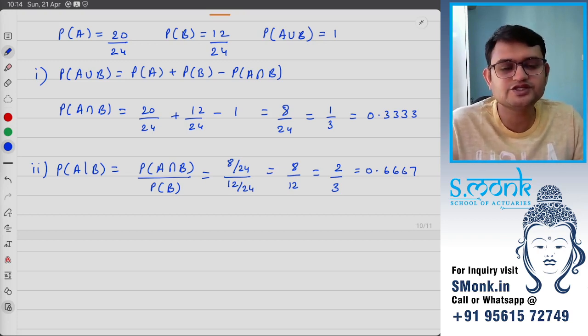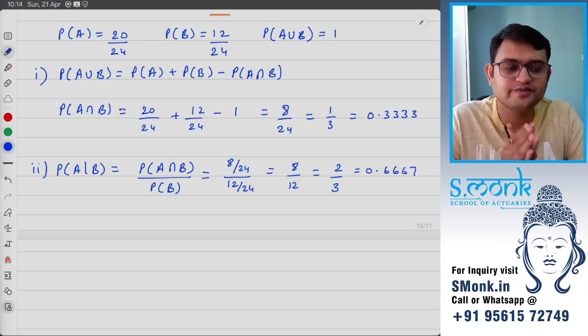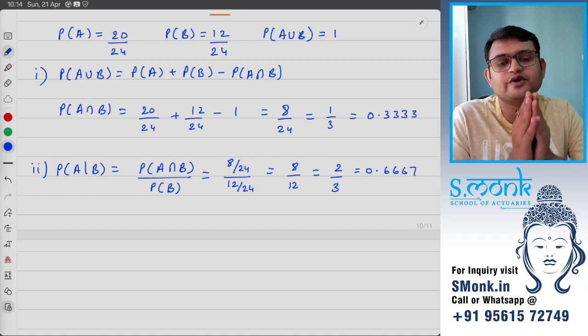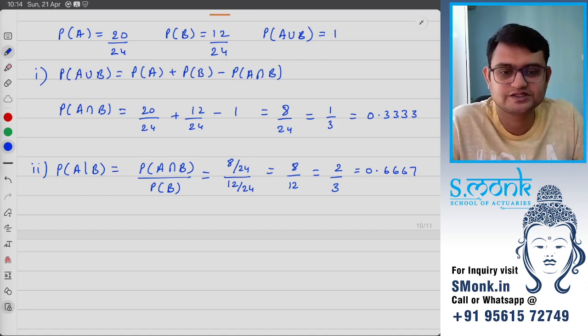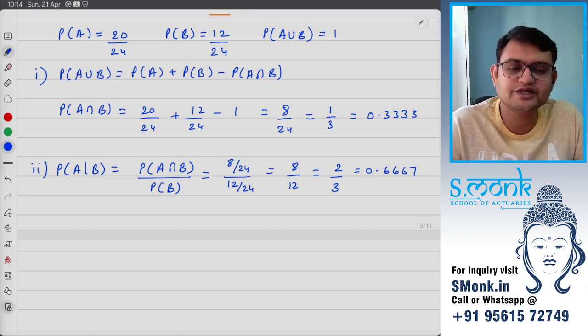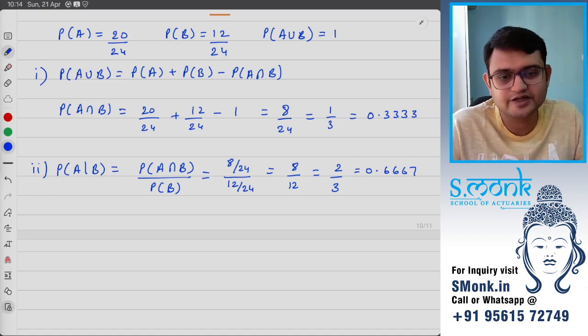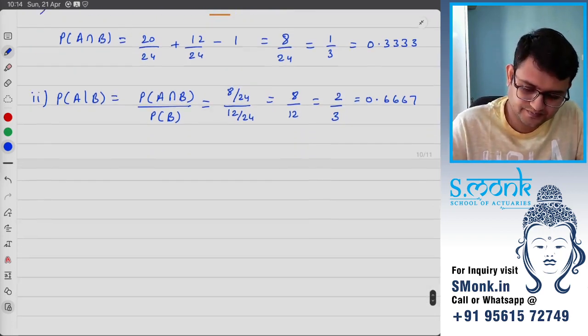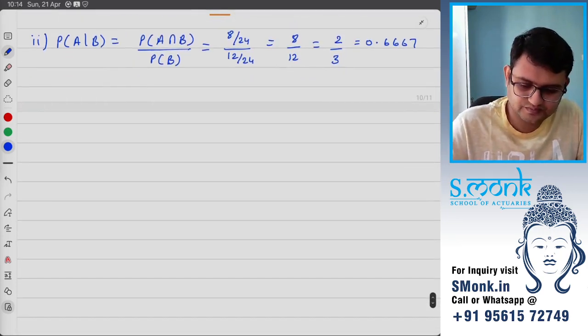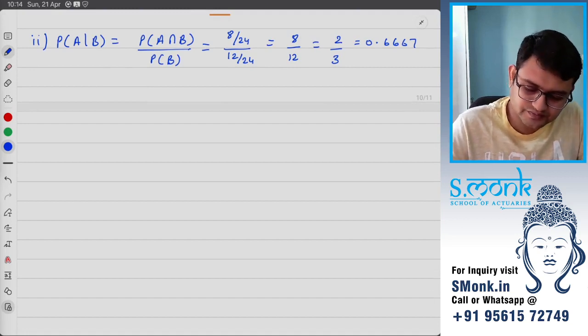This is how conditional probability works. Given that we have certain information, what is the probability of getting something else? That's called conditional probability. Any problem here?